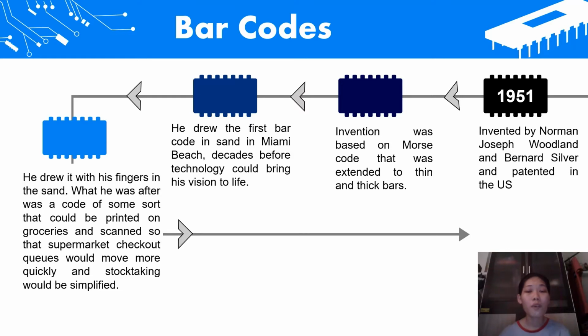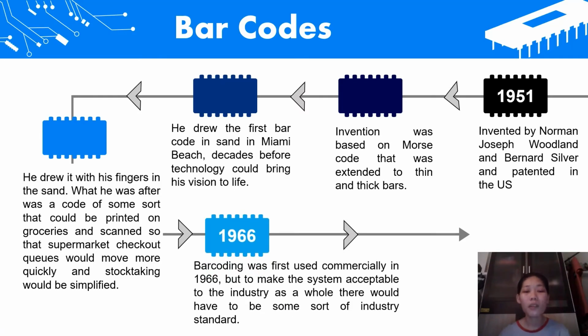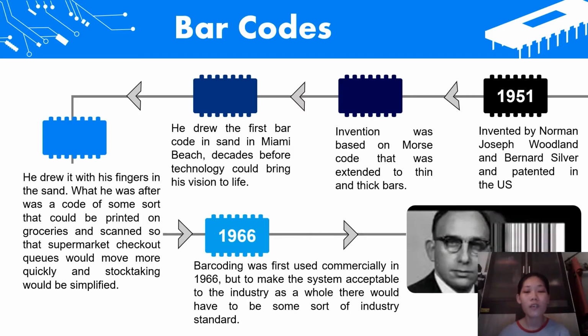What he was after was a code of some sort that could be printed on grocery and scanned so that supermarket checkouts were moved more quickly and stock taking will be simplified. Barcoding was first used commercially in 1966, but to make the system acceptable to the industry as a whole, there would have to be some sort of industry standard.